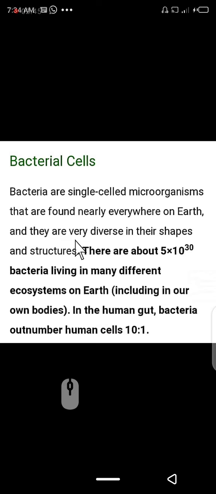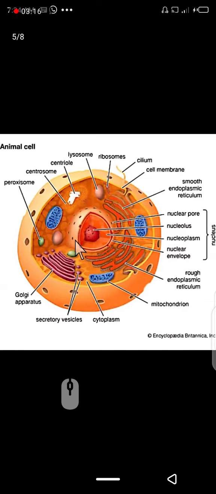Bacteria are single-celled microorganisms that are found nearly everywhere on Earth, and they are diverse in their shape. They are about 5 times 10^30 in number, and they live in many different ecosystems on Earth, even in the human body, in the gut, and they outnumber the human cells, with a ratio of 10 to 1, which is a big difference.